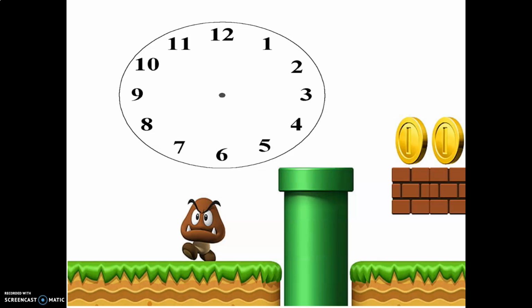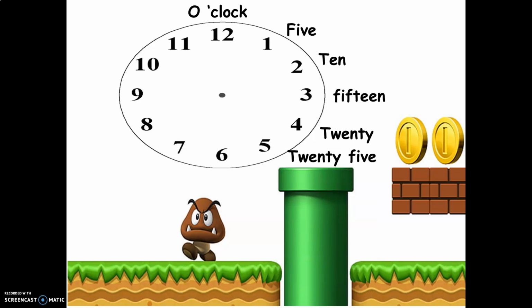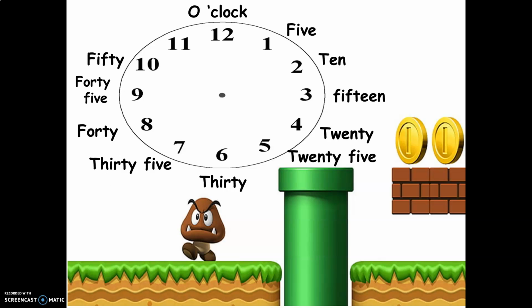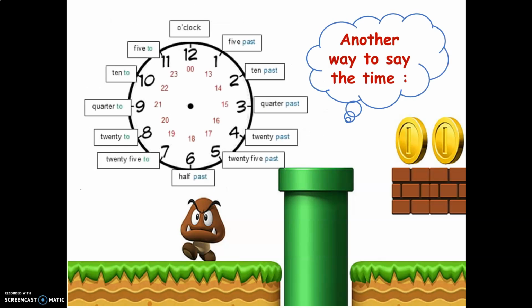So focus with me. Please, my beautiful students, it's very important to know how to say the time in English. Here we have a clock. If the minute hand is on number 12, we will say o'clock. Number 2, 10. 3, 15, 4, 20, 5, 25, 6, 30, 7, 35, 8, 40, 9, 45, 10, 50, 11, 55.